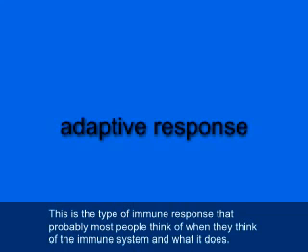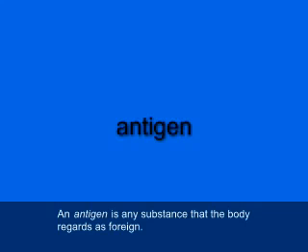Now we're going to look at the adaptive response. And this is the type of immune response that probably most people think of when they think of the immune system and what it does. An antigen is any substance that the body regards as foreign.